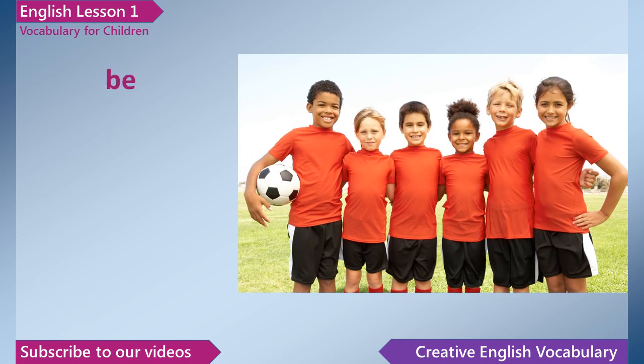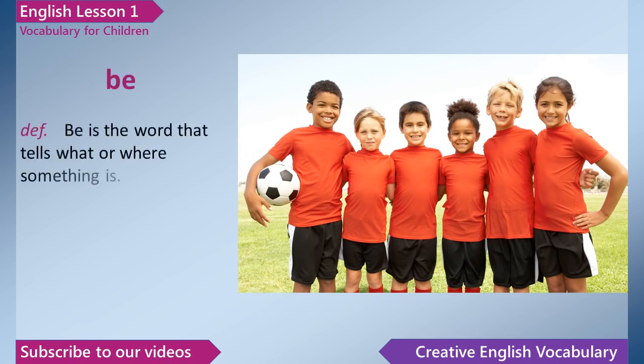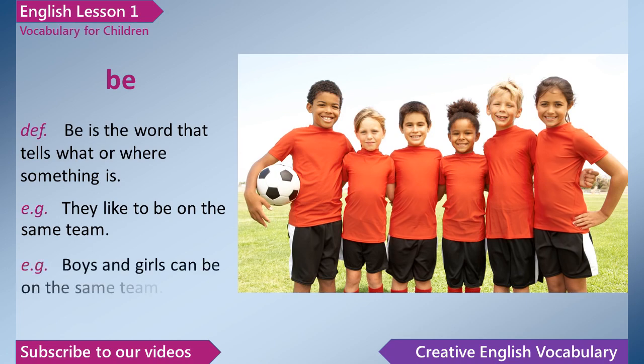Be. Definition. Be is the word that tells what or where something is. For example, they like to be on the same team. Boys and girls can be on the same team. Be.